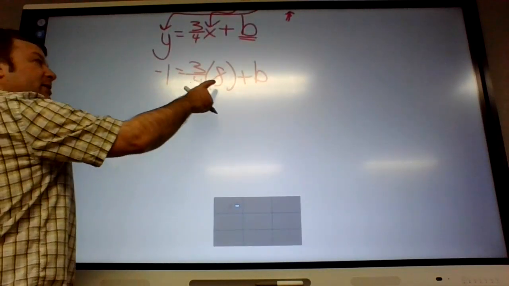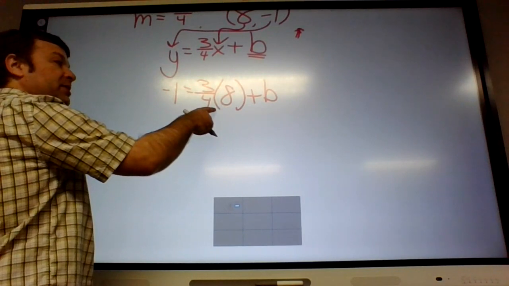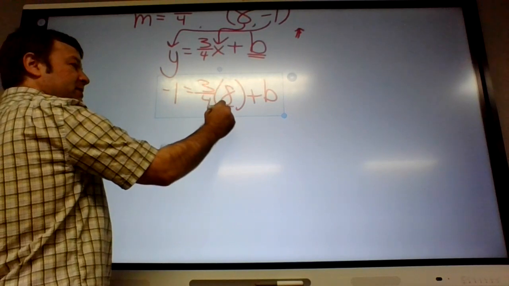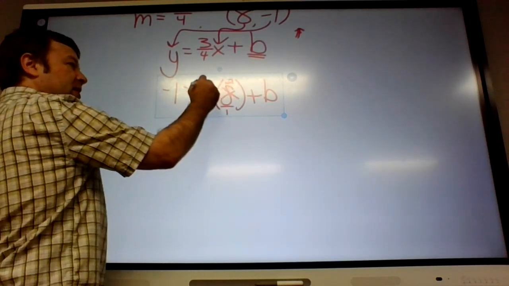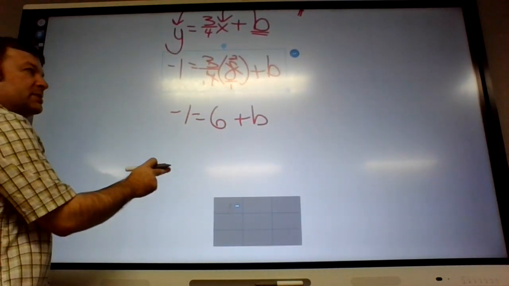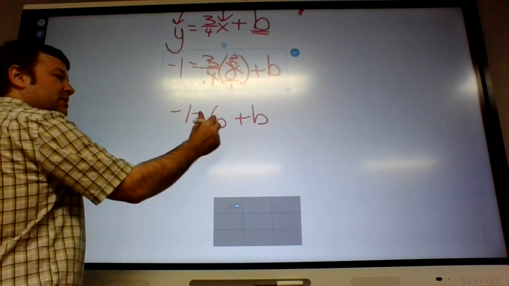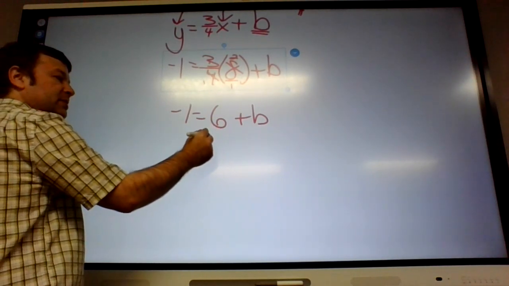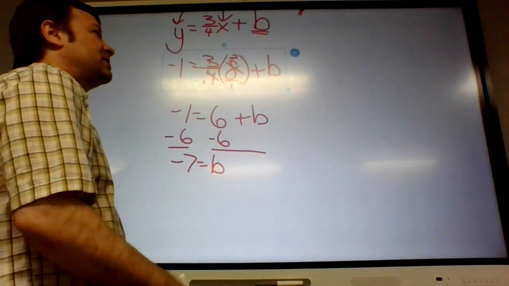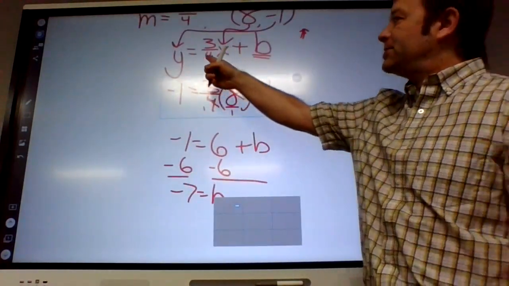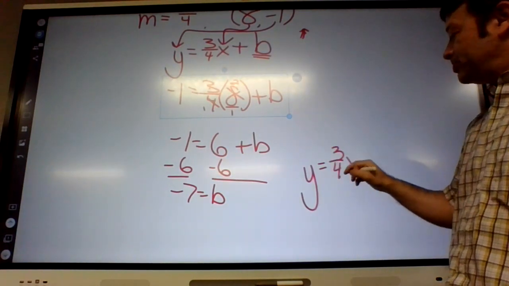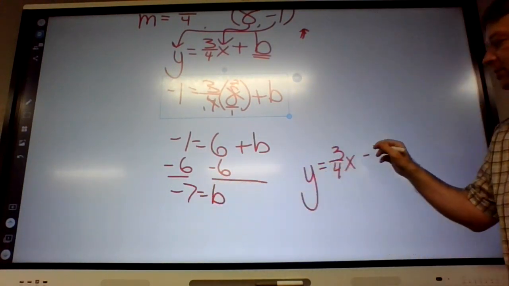Okay, and then once you plug x and y in, you got an equation that you can solve to figure out what b is. So 3/4 times 8, do you guys know what that is? It is a 6, yes. 3 times 2. And then how do I solve this for b? 6 plus b, how do I get rid of 6? Minus 6. So b is -7. That's not my answer exactly. My answer is this equation, y equals 3/4 x, but instead of putting the plus b, you put in the number right there.